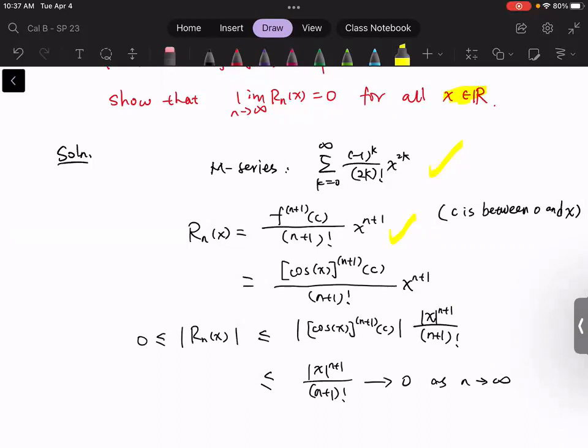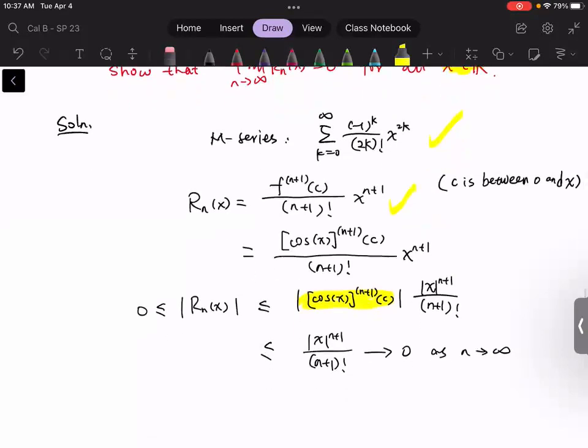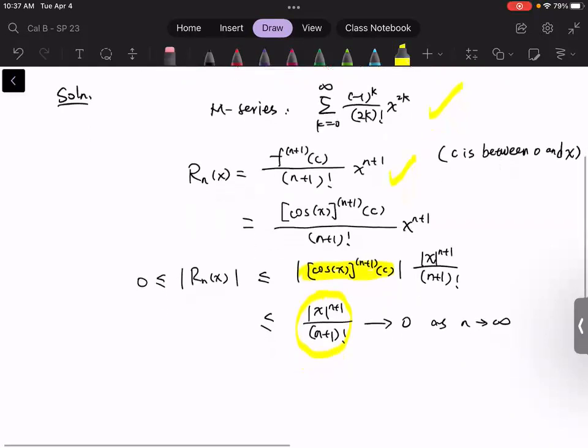Obviously, we have a lower bound of 0. For the upper bound, it is important to estimate the absolute value of this n plus 1 derivative of cosine. As we discussed before, it's always of the type sine or cosine, so we could have an upper bound of 1. So the term left on the right-hand side will be this one. Take the limit. We also know the factorial function will dominate the numerator in this particular case.